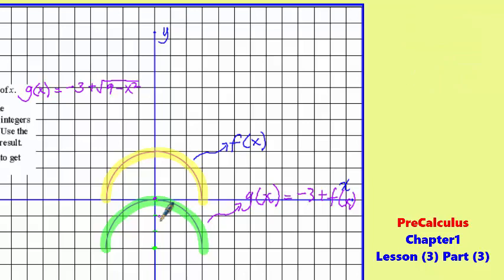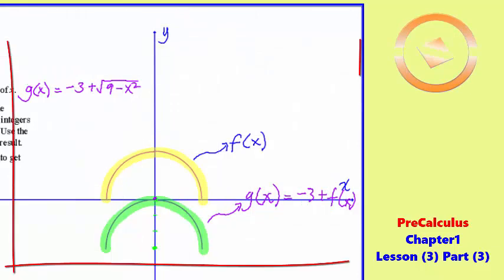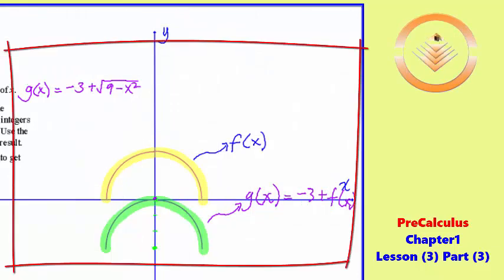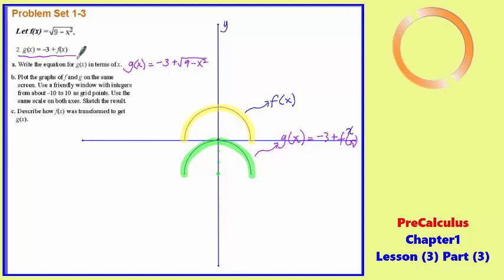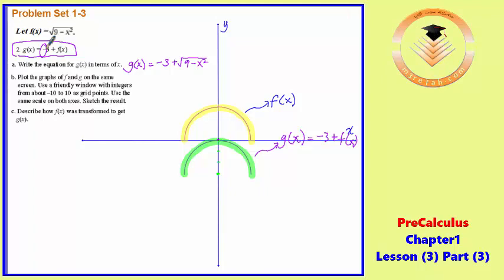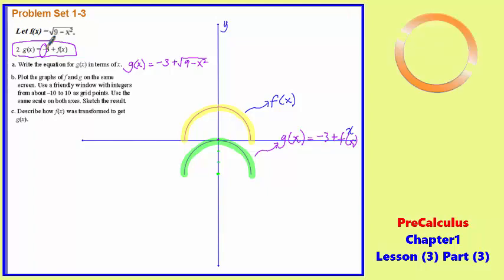Now, describe how f of x, we'll get rid of the grids, describe how f of x was transformed to get g of x. As you can see in this function, it is only translated horizontally by a factor of, I'm sorry, vertically, not horizontally, by 3 units downwards. So this is how it looked. And no other transformations or changes or movements are seen aside from this translation.